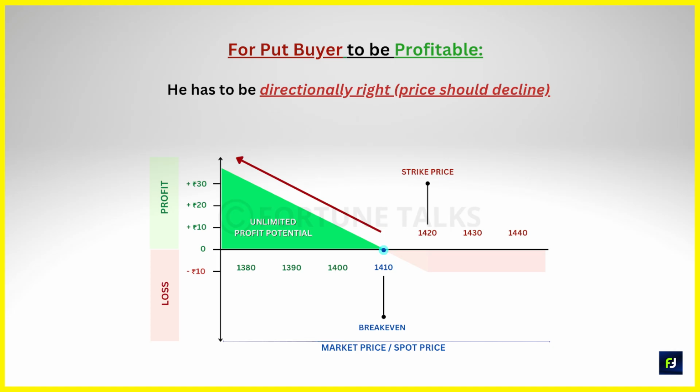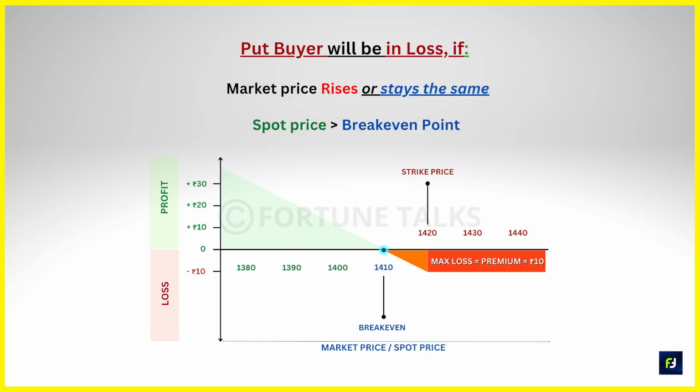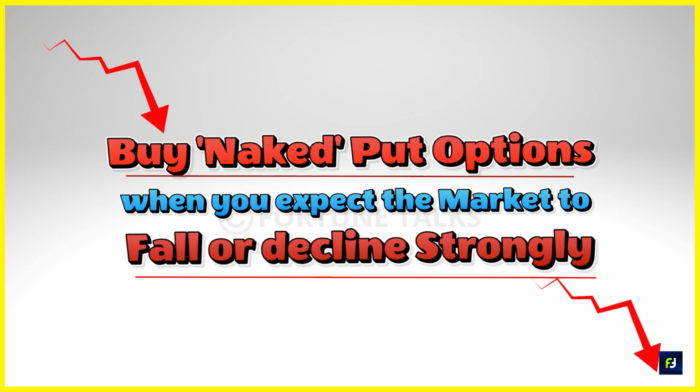But the important thing to note here is that the put option buyer has to be directionally right in order to become profitable. Only if the underlying price falls below the difference between the strike price and the premium paid upon expiry will the buyer of the put option be able to make money. In all other cases, he stands to lose his premium amount completely or partially. So buying a naked put option is kind of similar to selling equities or futures, but with options, your downside or risk is capped. You know how much you are going to lose from the beginning of your trade.